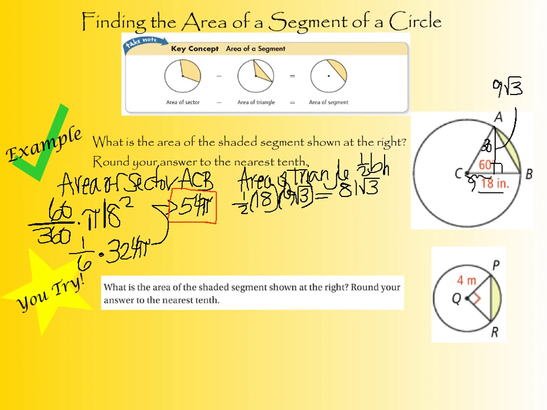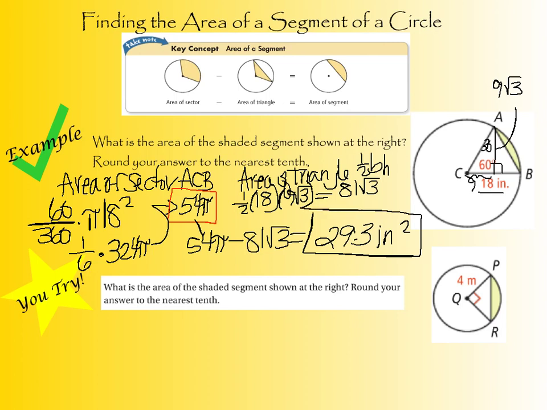Alright, so now I'm going to take my area of my sector, 54 pi, and I'm going to subtract the area of my triangle, 81 square roots of 3, and that's going to give me the area of my segment. So I'm going to put that in my calculator, and I'm going to round. I get 29.349888788, so I'm going to round it to the nearest tenth and say the area of the shaded segment is about 29.3 inches squared. And here's my answer.